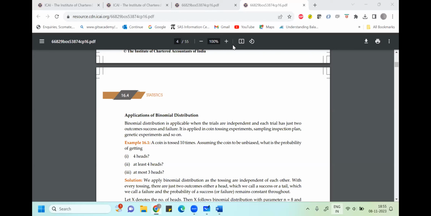So if it goes by 8, it means 15 by 128. So for 4 heads, just apply my formula.